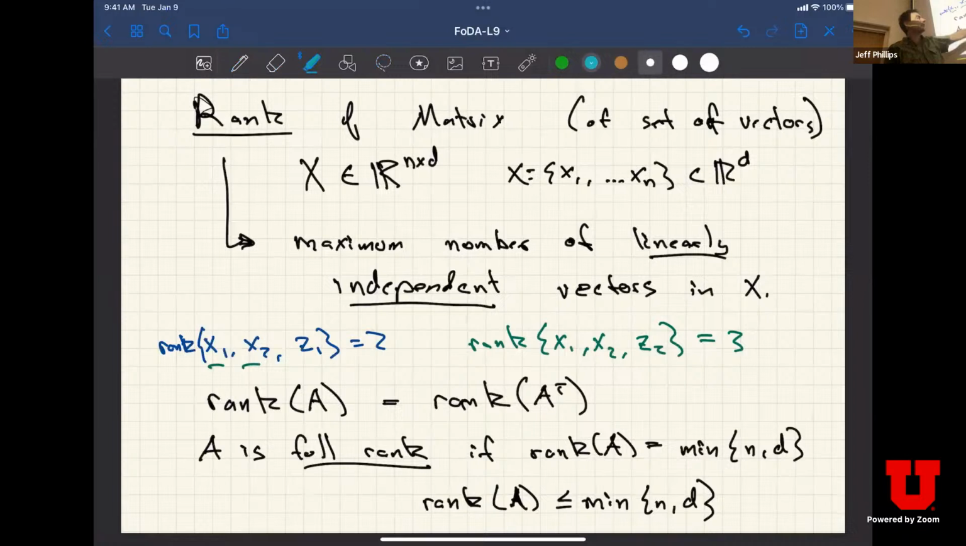I say it's full rank. So we often want to work with matrices which are full rank. That means they're capturing everything going on. And we'll see how to think about this later in the course, in a variety of places as well. Okay.